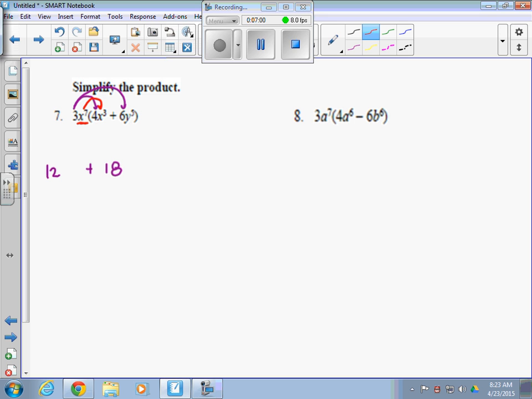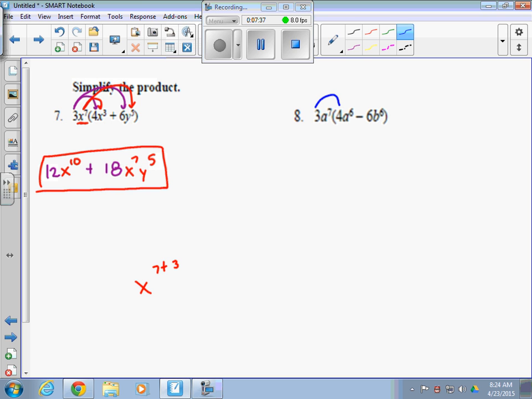x to the 7th times x to the 3rd. Remember, anytime you multiply the same bases, like x to the 7th times x to the 3rd, you add the exponents. 7 plus 3 gives us x to the 10th. The other one, when you try to multiply x to the 7th times y to the 5th, they're not the same bases. So you simply have x to the 7th and y to the 5th. You don't add 7 and 5 together to get 12 in that case. And you can't put 12 and 18 together right here because they don't have the same exponents.